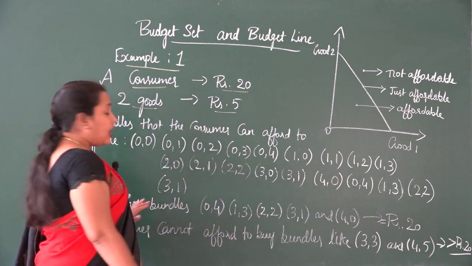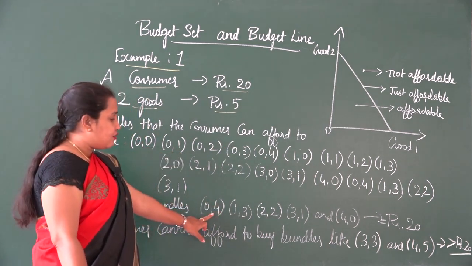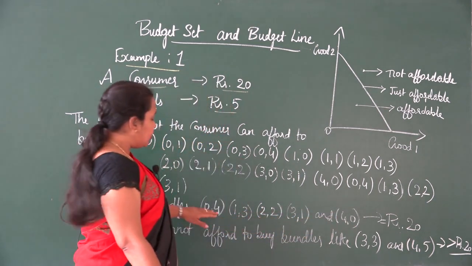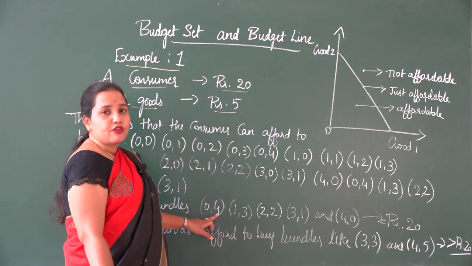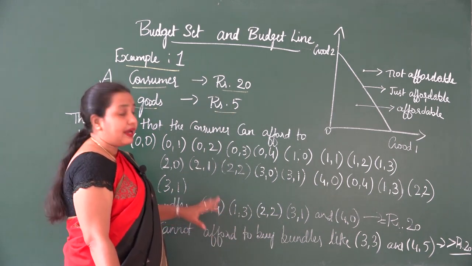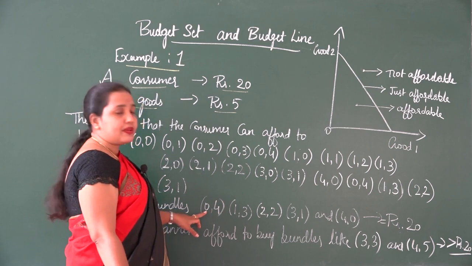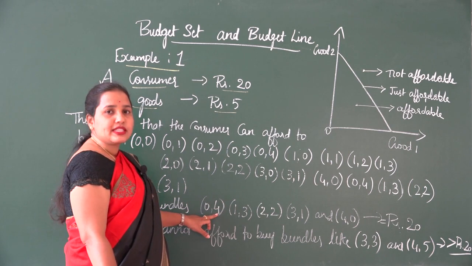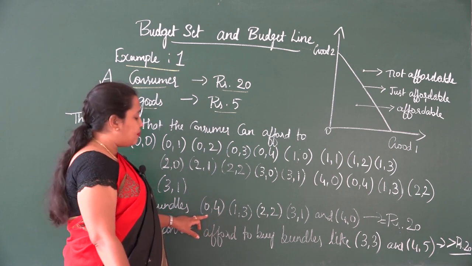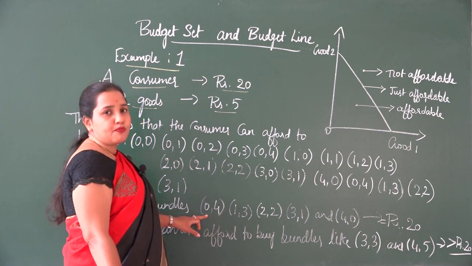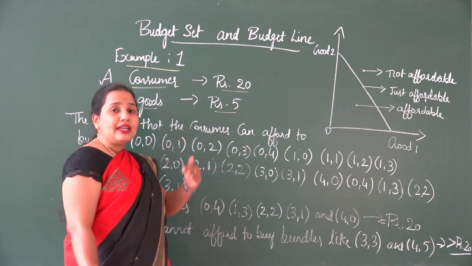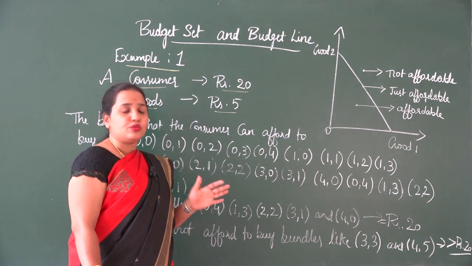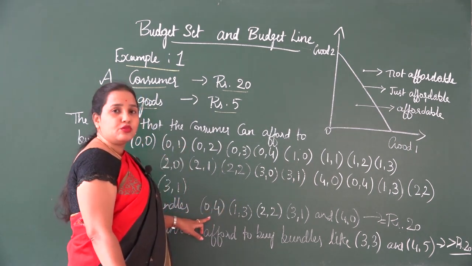Look at this. Any bundles which are 0 4, 1 3, 2 2, 3 1 and 4 0. Just look here: 4 into 5, 4 fives are 20 rupees. There he spends all his income. Therefore, he cannot purchase any unit of good 1. When he spends all the 20 rupees, all his income, on good 2, can he purchase any unit of good 1? Not possible. Therefore, here the income the consumer has is completely spent on good 2. He is not in a position to buy good 1.